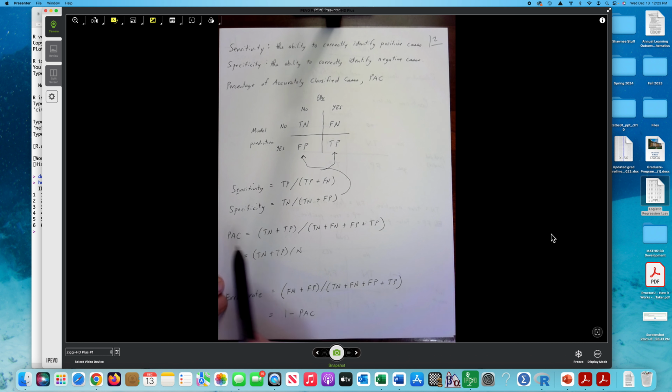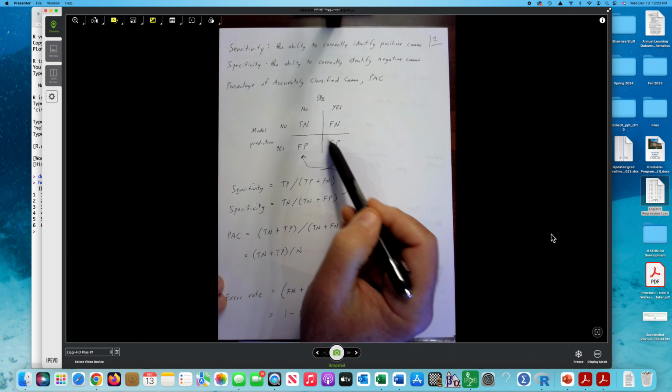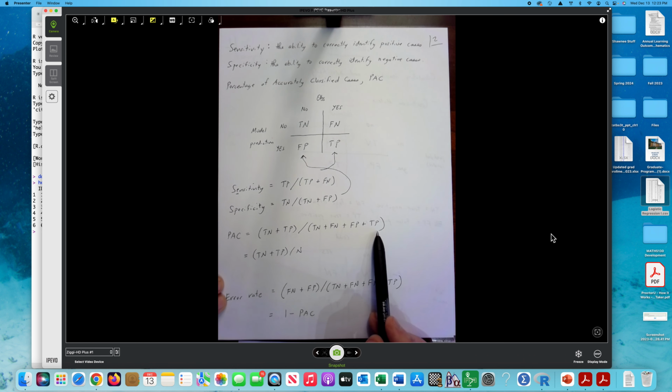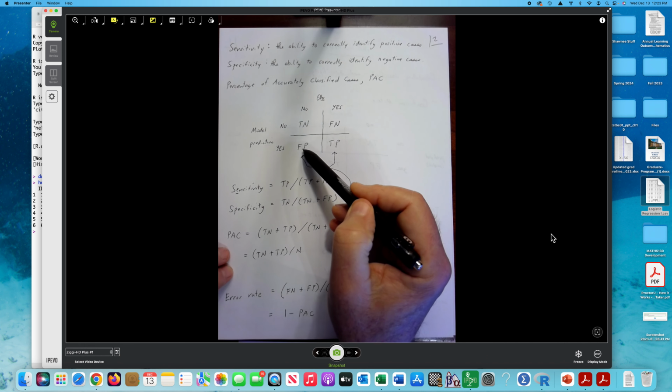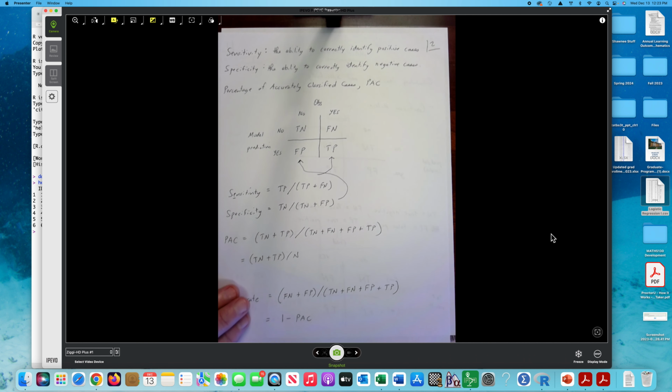Percentage of accurately classified cases will be the sum of the two that were accurately classified, the no-nos and the yes-yes, the true positives and true negatives, divided by all of the cell counts. In other words, it's the true negatives plus the true positives divided by our total sample size. The error rate is just the sum of the errors, the false positives plus the false negatives, divided by the total sample size, or you can find the error rate by just taking 1 minus the percentage of accurately classified cases. It should make sense that if something's not accurately classified, then it's an error.